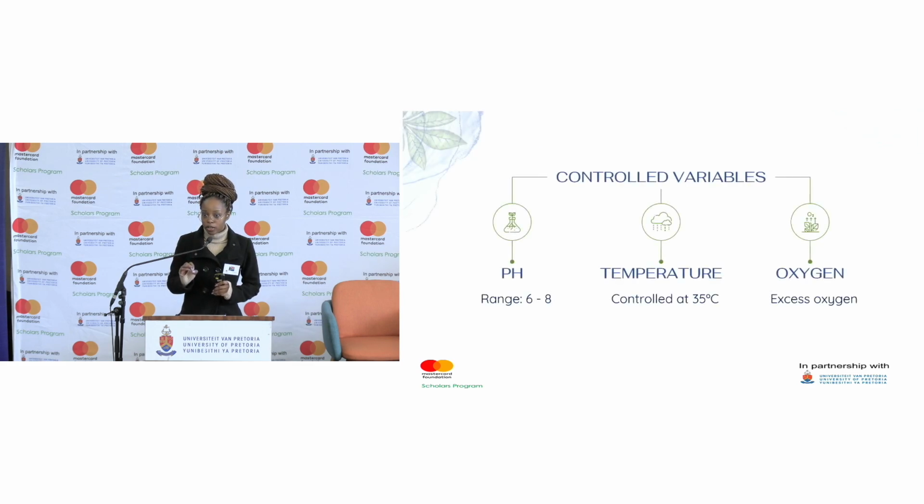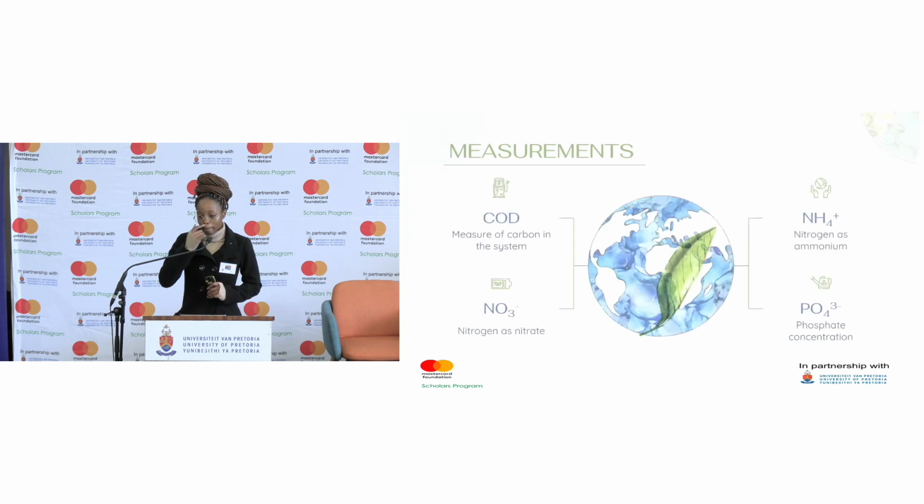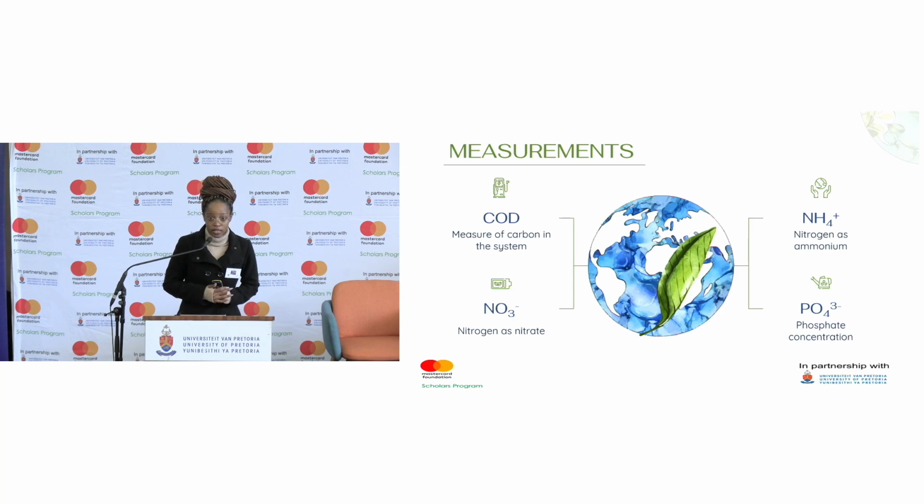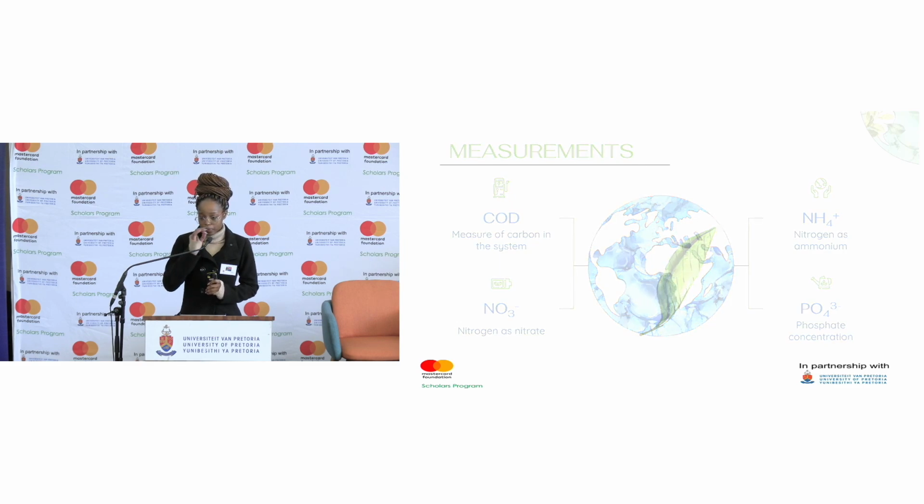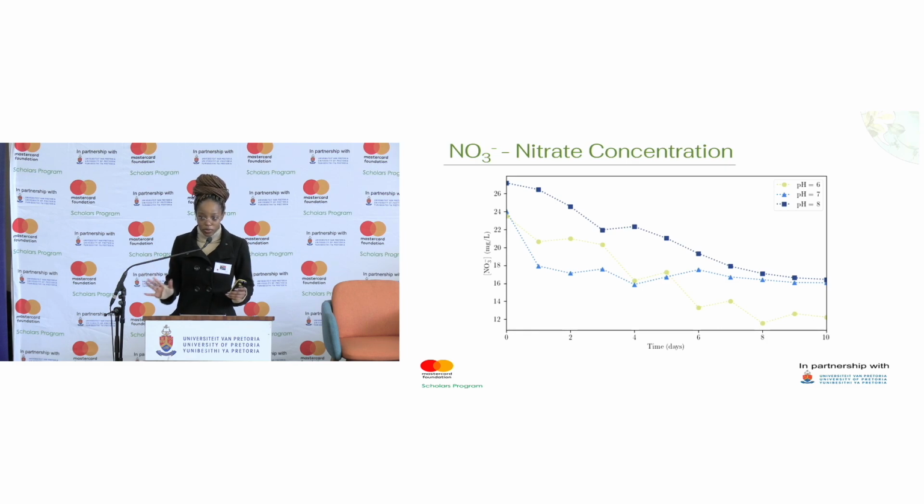These are the variables which are kept constant throughout all the runs in the experiment in order to sustain mesophilic conditions for the bacteria present in the reactor. These are the measurements of the essential nutrients as previously discussed, where the COD is used to infer the amount of carbon present in the system. Let's get into the results.